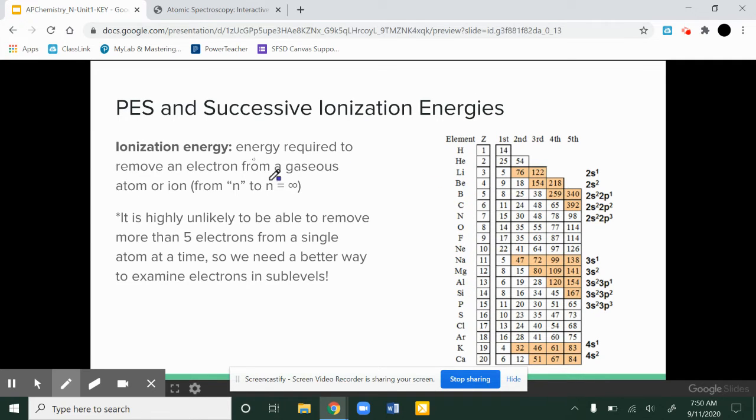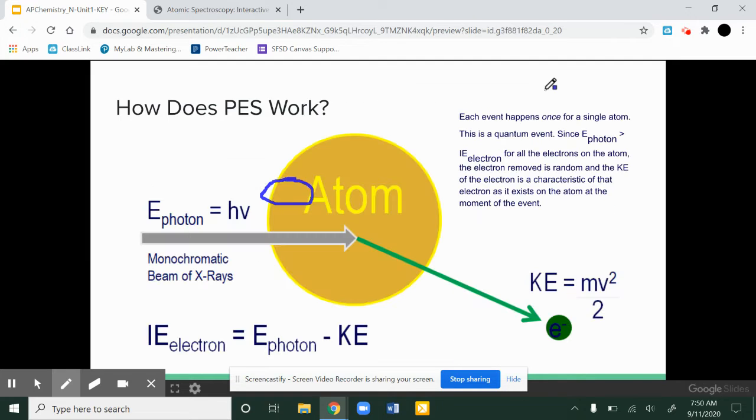Don't forget that ionization energy is the energy required to remove an electron from a gaseous atom or ion, basically to take it from the n principal quantum number energy level all the way to infinity, which means it's left the atom completely. It's very unlikely that we can remove more than 5 electrons from a single atom at a time, so we need a better way to examine the electrons that are in these various sublevels. So that's where PES comes into play here.